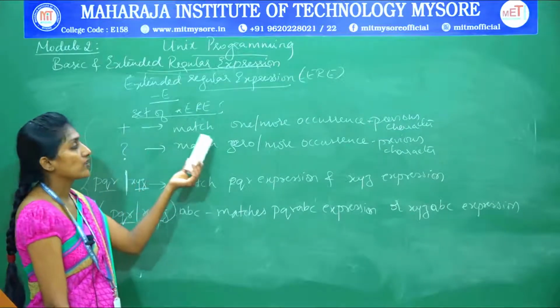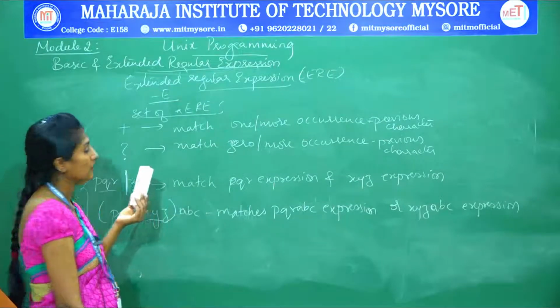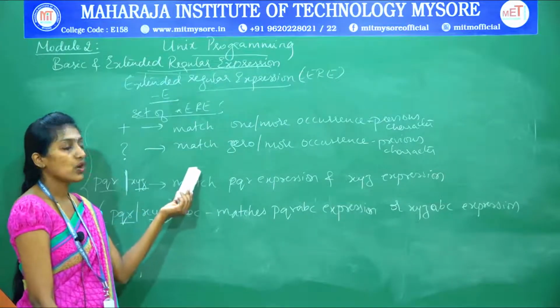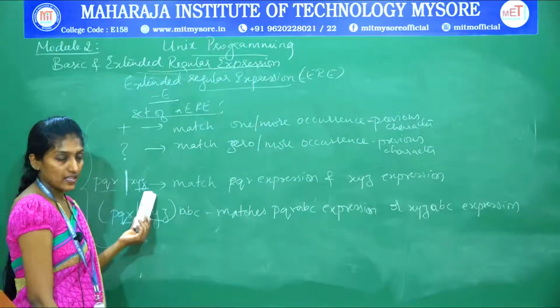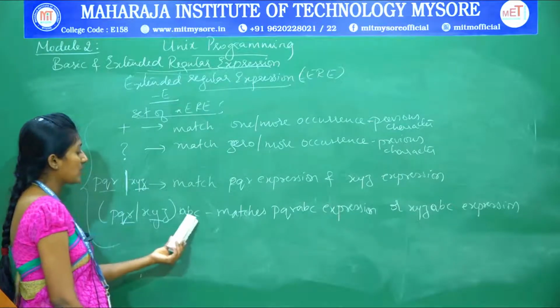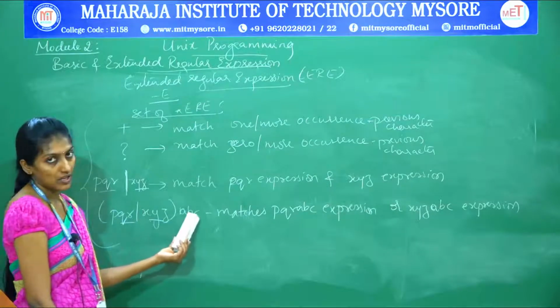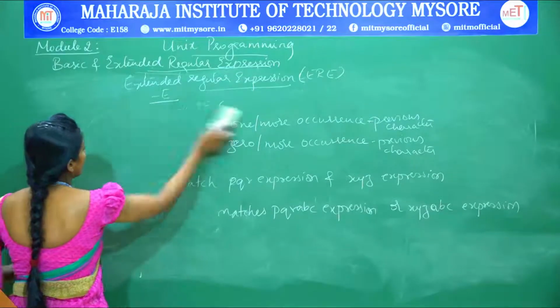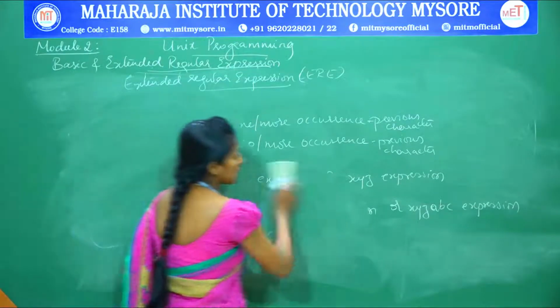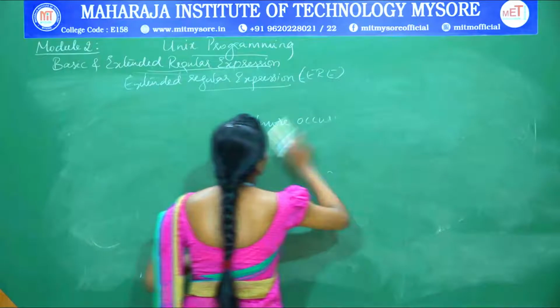So plus matches one or more occurrence of previous character, question mark either 0 or more occurrence, PQR either PQR or XYZ expression. So either PQR ABC or XYZ ABC. So these are the set. So let me consider one by one with an example and show you how it is going to match.